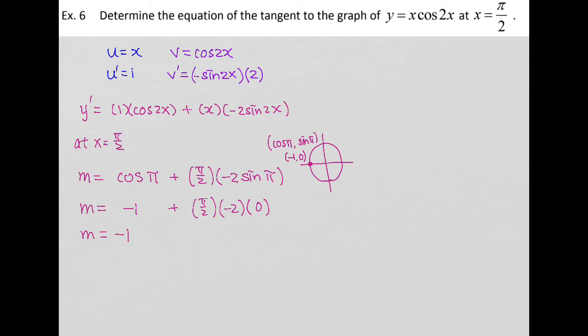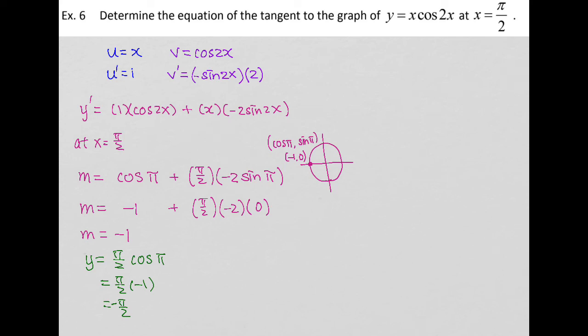So now we have the x, we have the slope. All I need is the y. So we have to put x into this function to find y. So y will be pi over 2 times cosine of 2 times pi over 2 again, which is pi. So cosine pi, and we know cosine pi is negative 1. So my y value will be negative pi over 2.